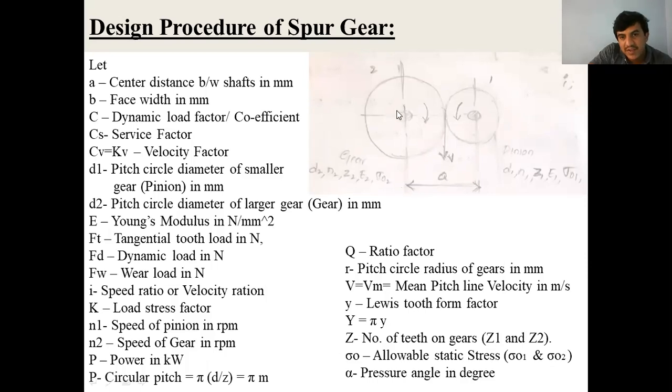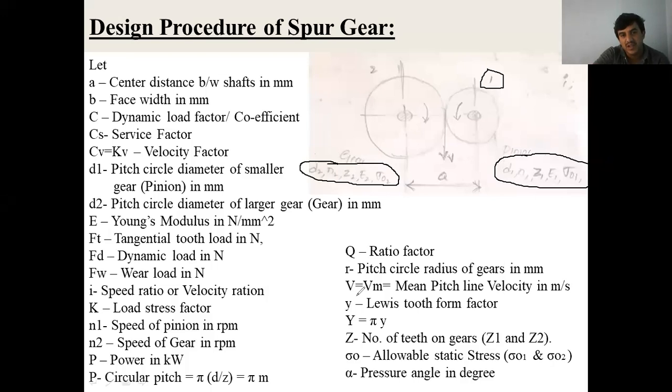And in this you can see the figure. The smaller gear we call a pinion, and that notation is 1. Similar to the pinion, whatever data we should have: d1 diameter of pinion, n1 speed of pinion in rpm, z1 number of teeth on pinion, E1 Young's modulus of the pinion material, then sigma naught 1 allowable static stress for the pinion. Similarly, suffix 2 stands for gear. These are the new data required, the notations we use when you go to solve the problem.